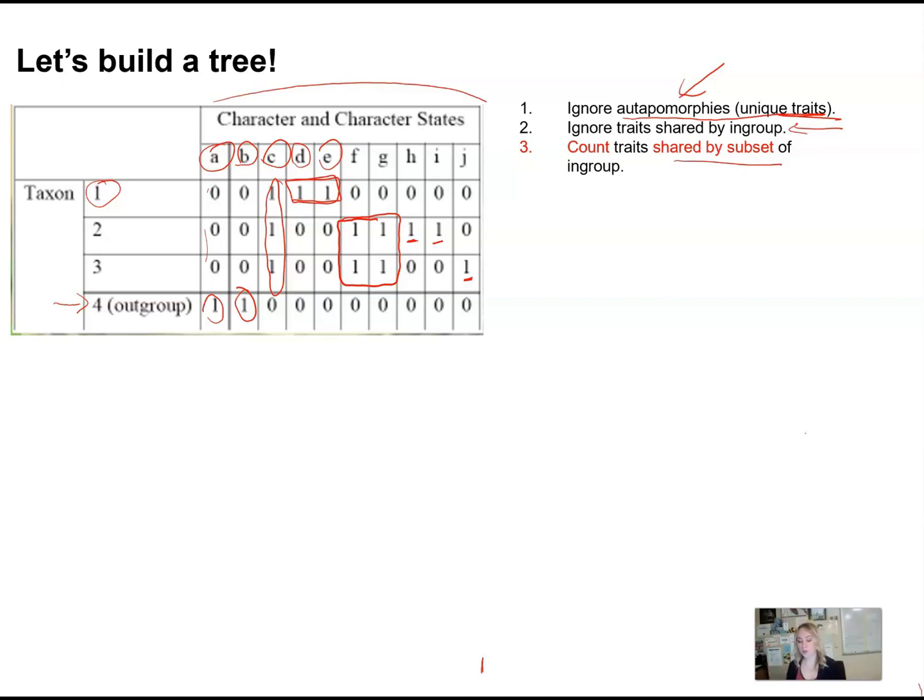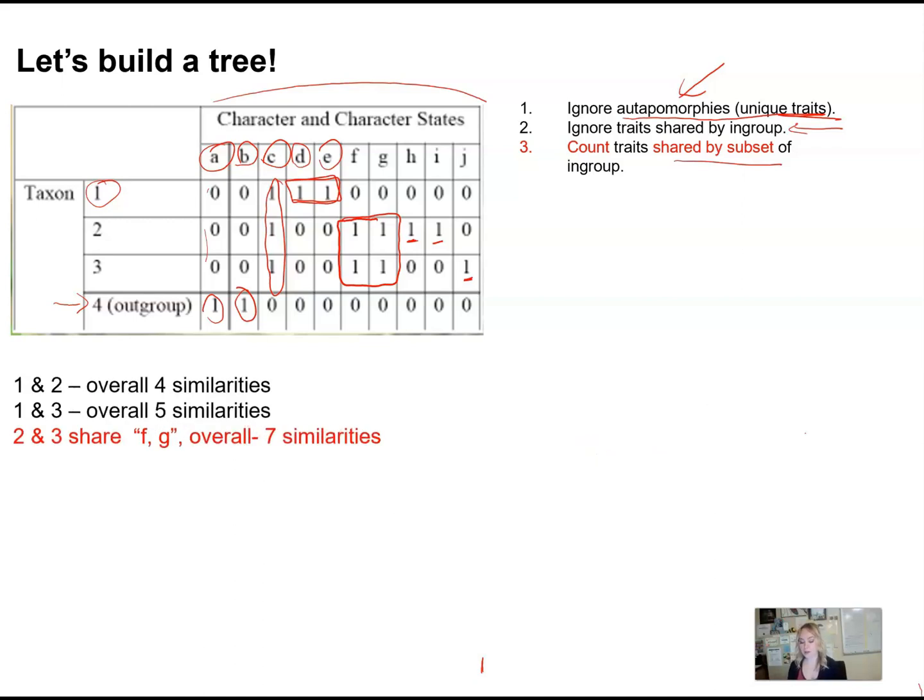So then what we want to do is compare each organism to each other and see how many similarities or how many differences they have. So I went ahead and counted how many overall similarities they have. 1 and 2 has 4, 1 and 3 has 5, and then 2 and 3, you can see they have overall 7 similarities. So that is another indication that possibly 2 and 3 are sharing that common ancestor.